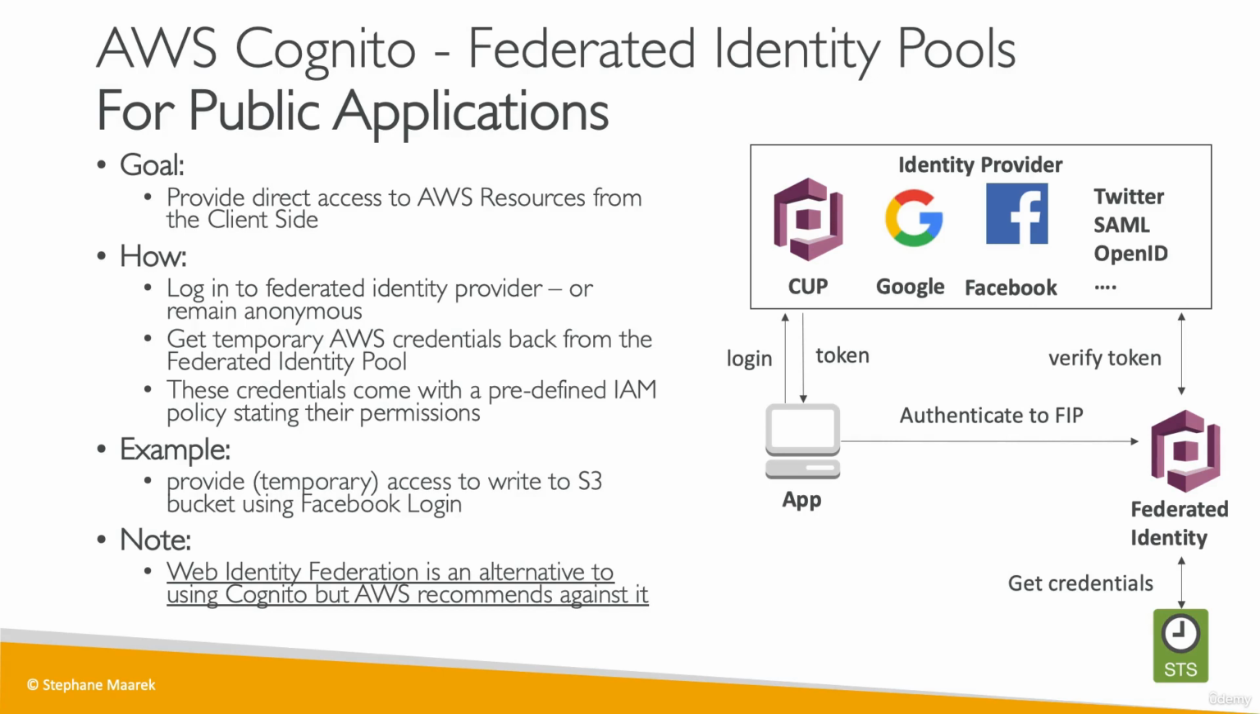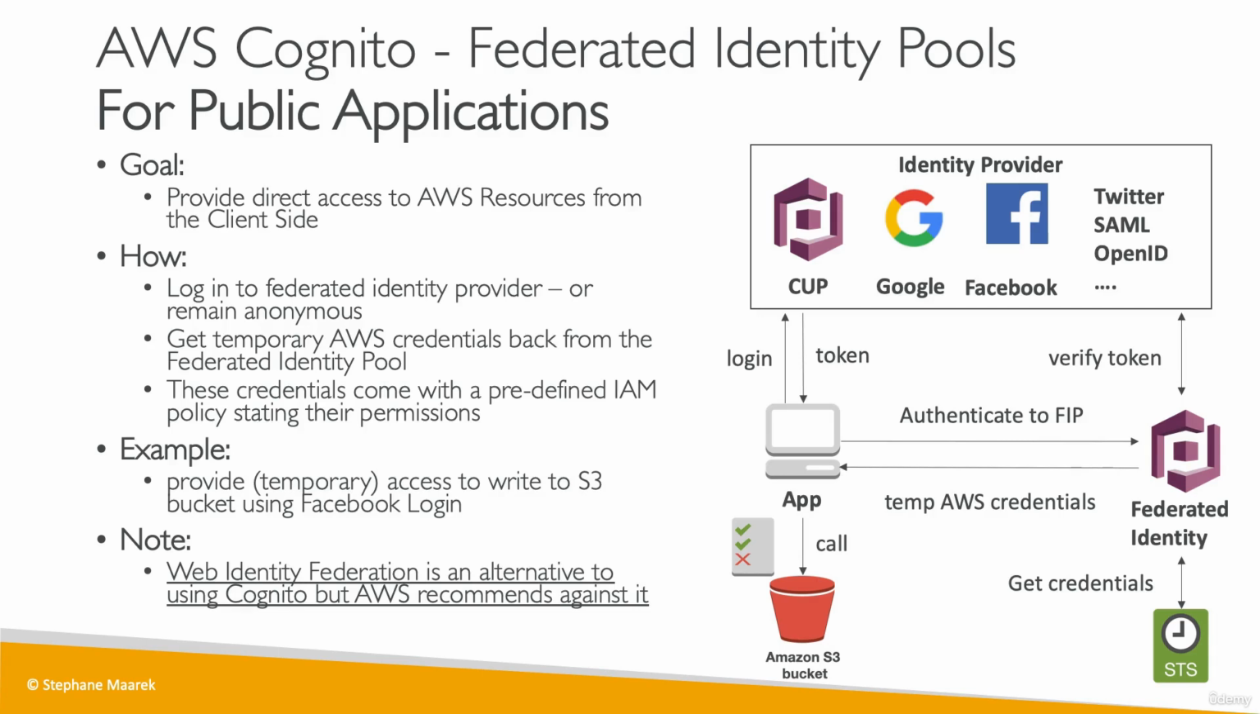And then same pattern as before, the federated identity on Cognito will send us back temporary AWS credentials. And now using these credentials, we can directly talk to our S3 bucket and make some calls and see if we're authorized to do what we need to do. So that's the idea. Here, the difference is that now we connect to public identity providers such as Cognito User Pool, Google, and Facebook. But the idea is exactly the same.